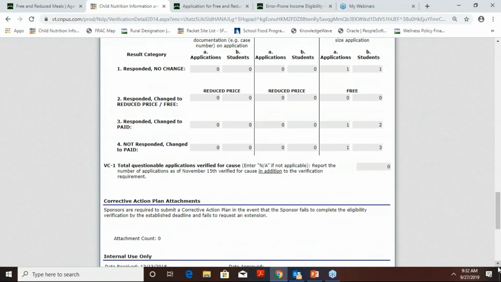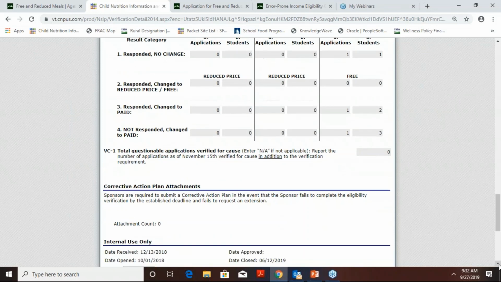Then in VC1, you're going to report if you had any applications that you verified for cause as of the time that you are doing the verification process. If you are verifying an application for cause later in the year, you wouldn't be reporting that in this report. This is like a snapshot of a time frame.